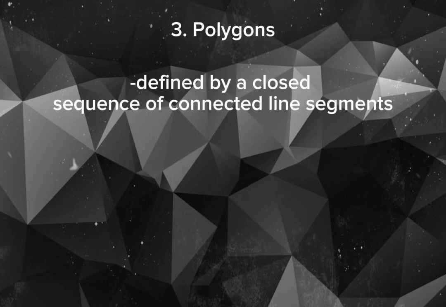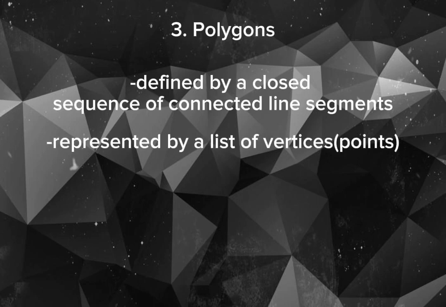Number 3. Polygons. Polygons are two-dimensional geometric shapes composed of a finite number of line segments that are connected at their endpoints. Polygons can be classified based on the number of sides, such as triangles, quadrilaterals, pentagons, hexagons, and so on. Polygons are fundamental building blocks for more complex shapes and surfaces in geometry and computer graphics.